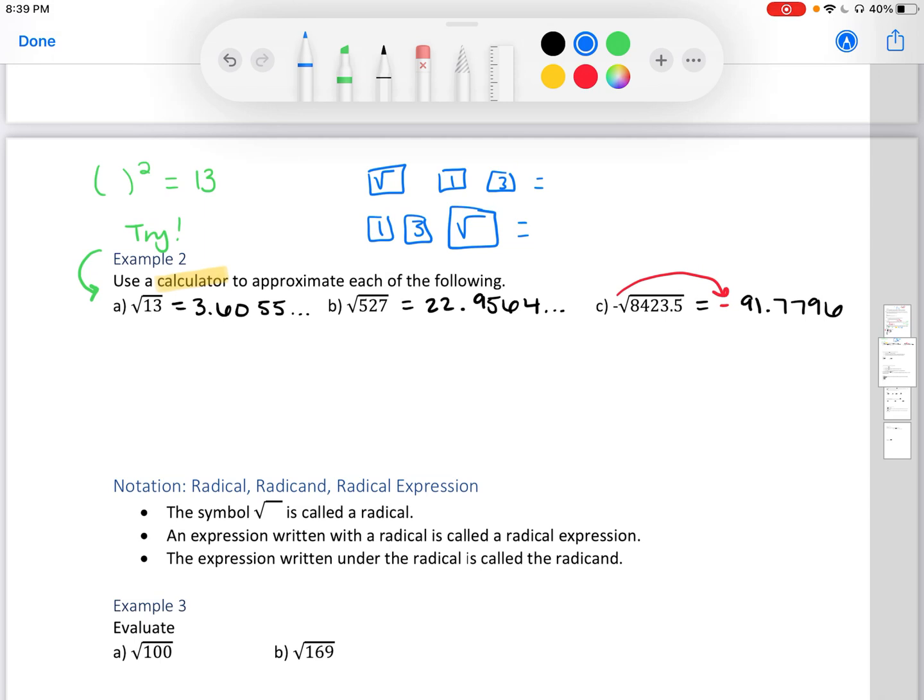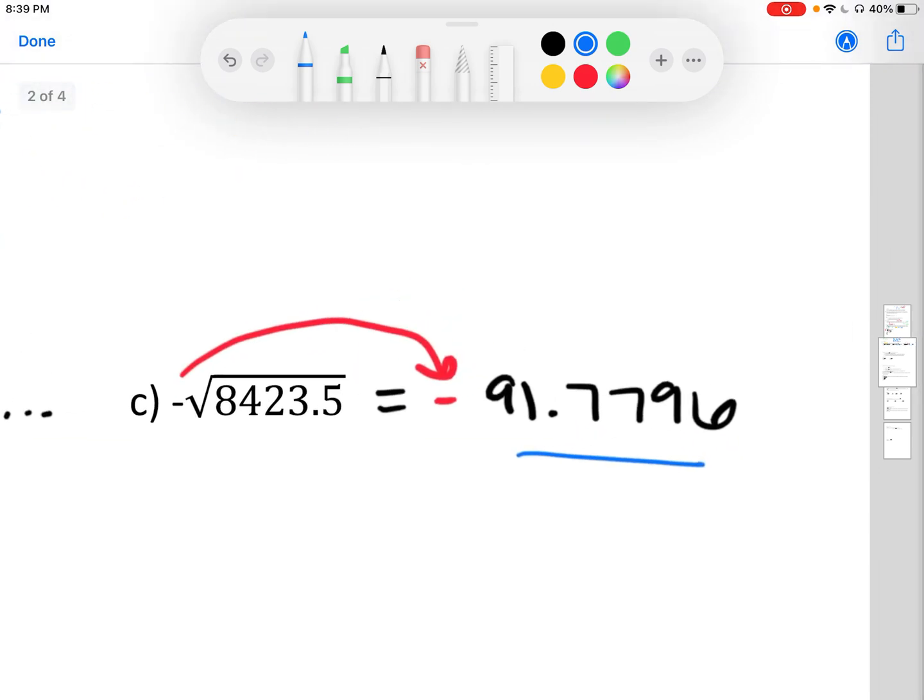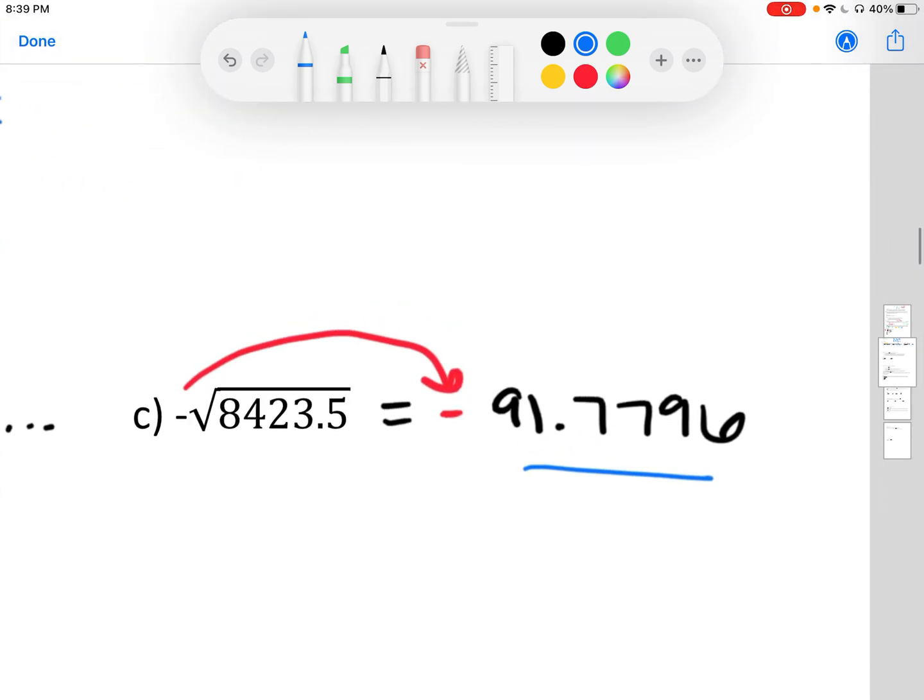So give those a try. Make sure you get these answers. Now for C, I want to emphasize, notice the negatives on the outside. Remember, that's the same thing as multiplying by, for example, a negative 1. So you just carry on the negative on the outside, just as we see the arrow pointing.